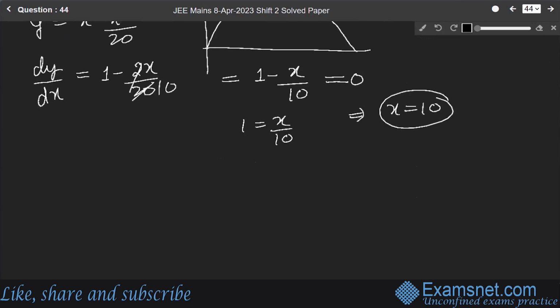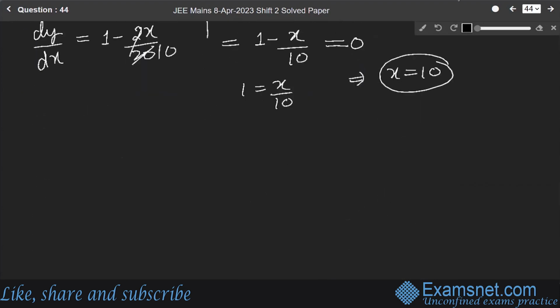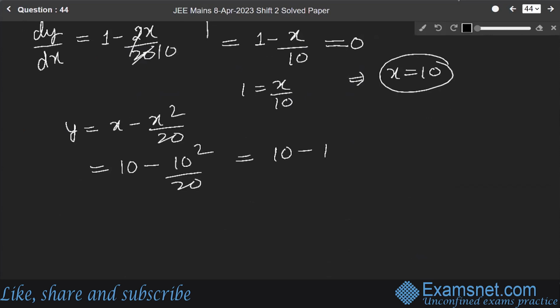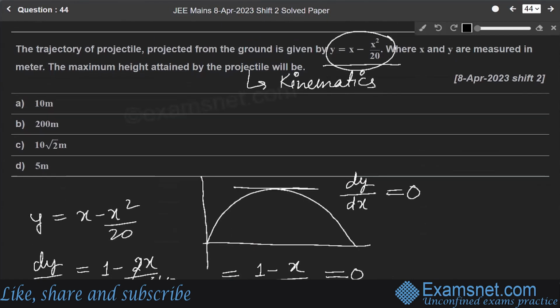Now putting this value of x into the equation y equals x minus x square over 20, it will be 10 minus 10 square over 20. It will be 10 minus 100 over 20, which is 10 minus 5, so it will be 5. So the correct answer of y is 5 meters. That is option D.